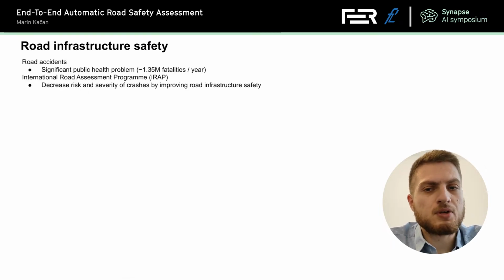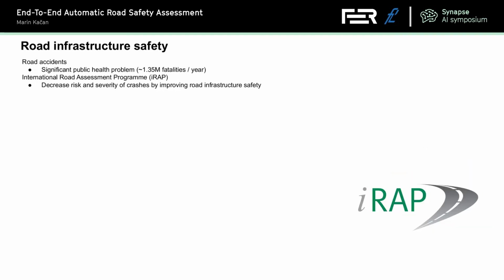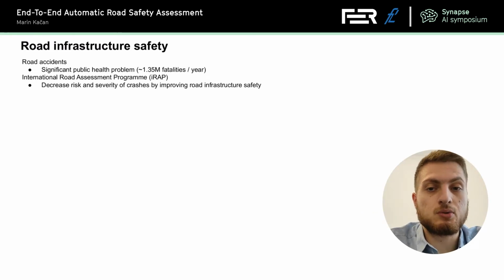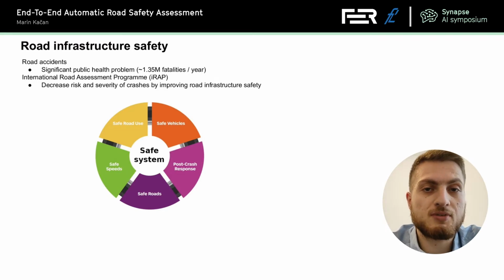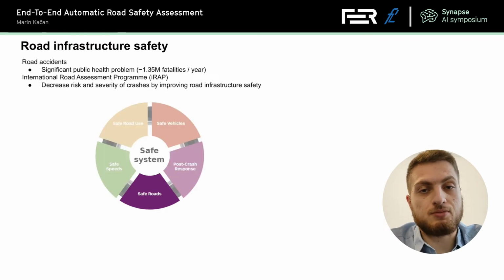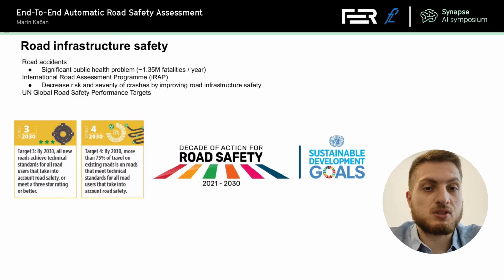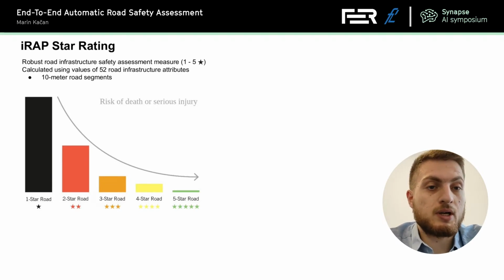Now, with 1.35 million deaths per year, road traffic accidents are a significant public health problem. The International Road Assessment Program was founded with the goal of preventing and reducing fatalities through safer roads. Even the internationally accepted Safe System approach identifies 5 key components for improving traffic safety, and one of those is safe roads. And lastly, even the UN defined road safety as one of its sustainable development goals for this decade. The IRAP star rating is a robust measure of road safety, where each section of the road network can be assigned a value from 1 to 5 stars.